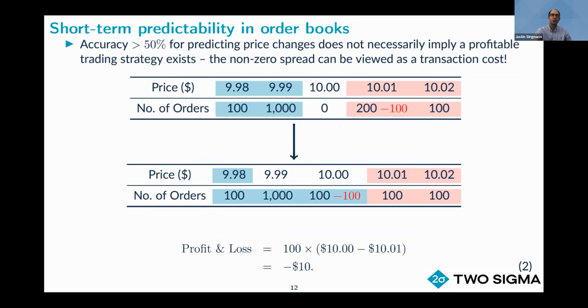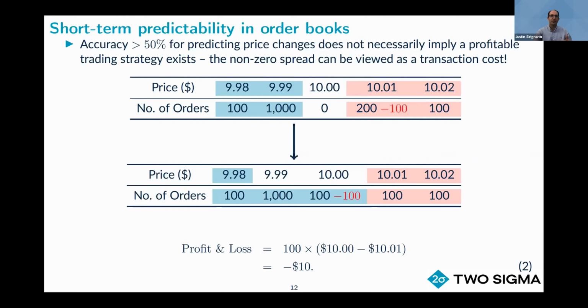It is important to realize that even if a model can predict future price moves with an accuracy greater than 50%, it still may not be possible to implement a profitable trading strategy with the model. One reason for this is the existence of a non-zero spread, as the example here illustrates. In this hypothetical example, suppose the investor's model predicts the mid price will increase and the investor then submits a market order to buy 100 shares of the stock.